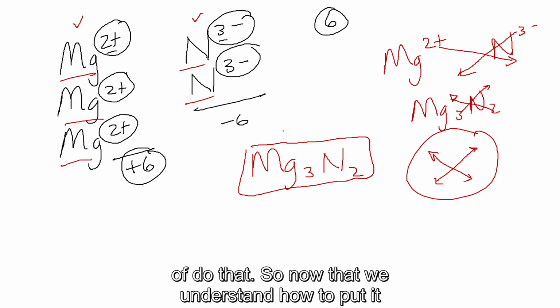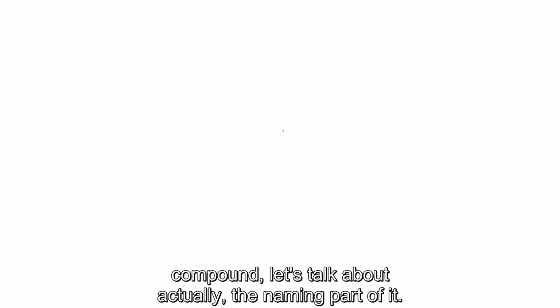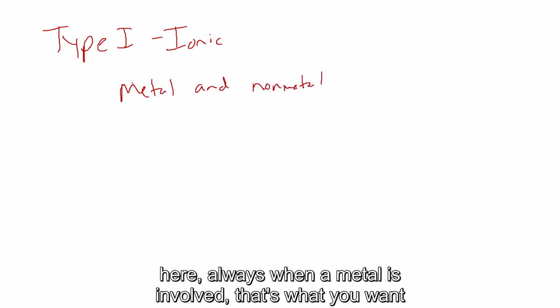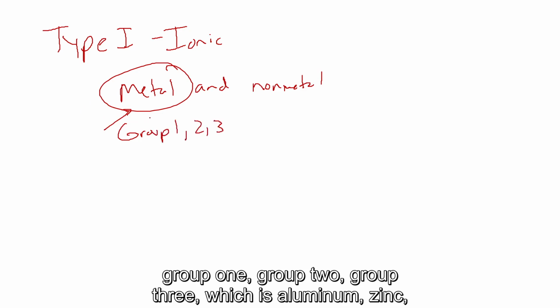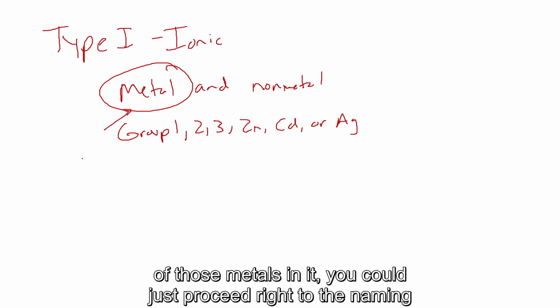So now that we understand how to put it together in the simplest way when we have a type 1 compound, let's talk about the naming part of it. So when we have that type 1 ionic compound, as I mentioned before, we have our metal and our non-metal. And once again here, always when a metal is involved, that's what you want to look at. So that type 1, basically, as I said earlier, group 1, group 2, group 3, which is aluminum, zinc, cadmium, or silver. If you see a compound formula that has one of those metals in it, you could just proceed right to the naming part.